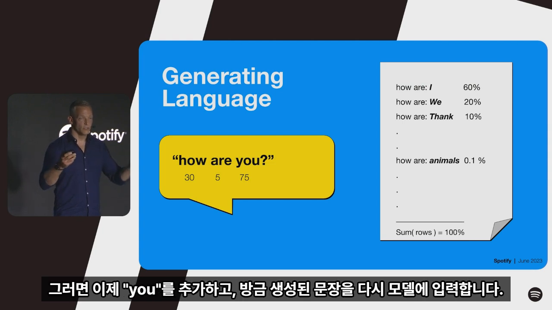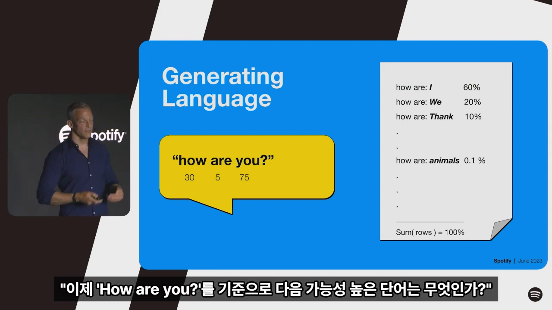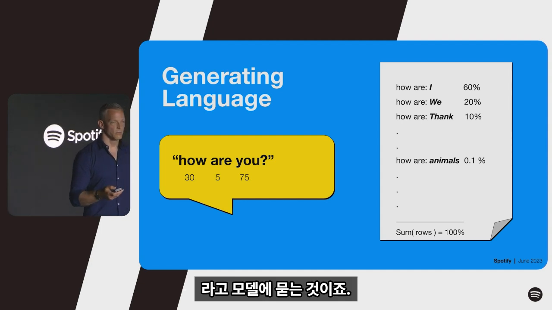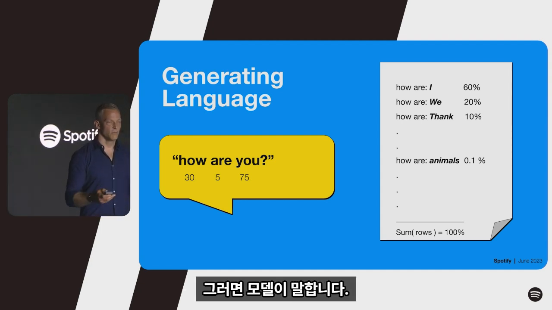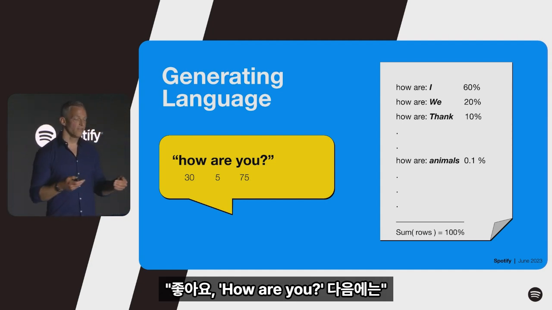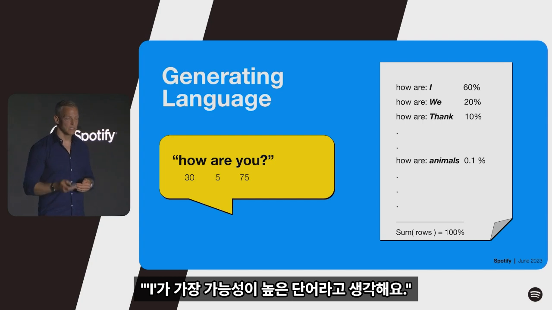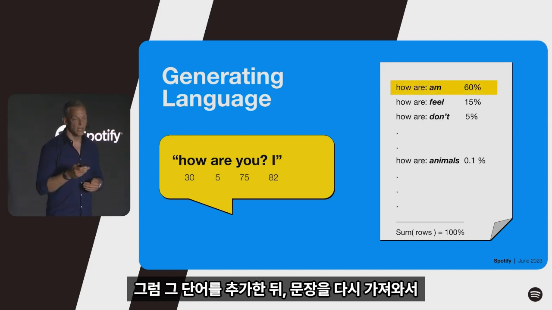And then you take the text you just generated and you put it back into the model and say, now given this text, how are you, what is the most likely next word? And then the model says, okay, after how are you, I think the most likely next word is I. Okay, so we add that.